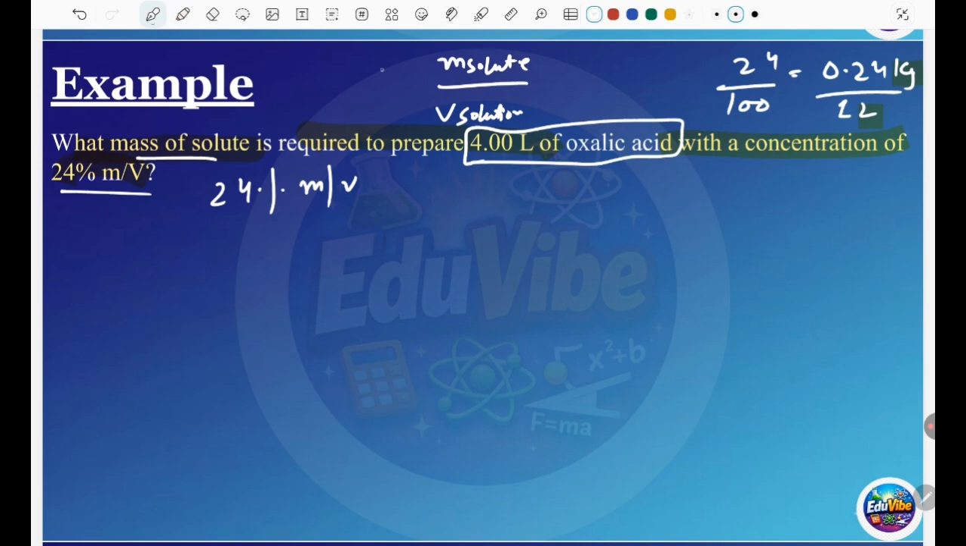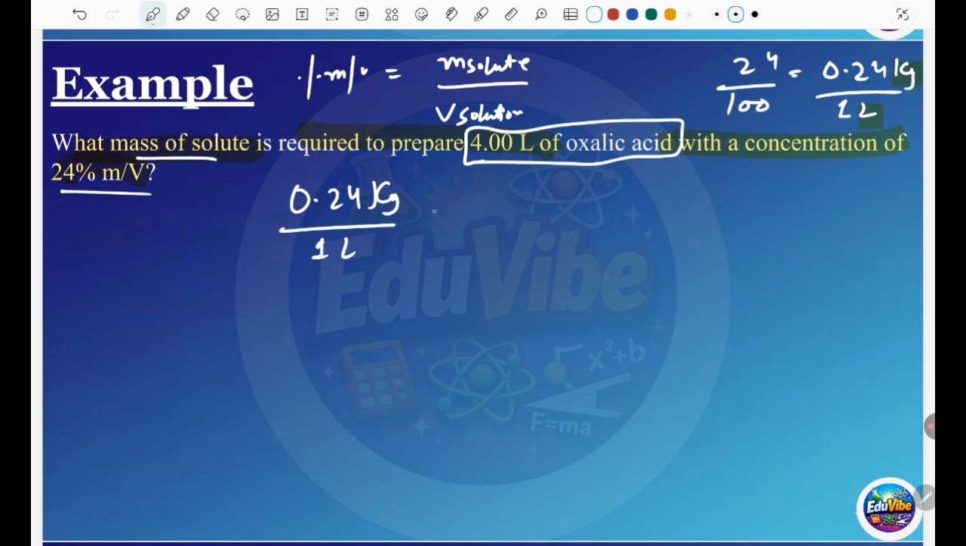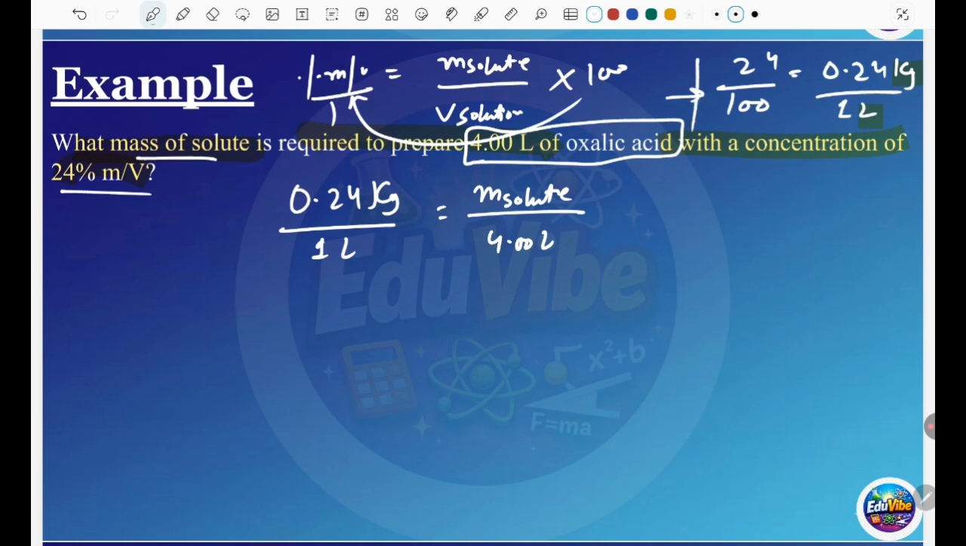So now your formula is this, and this is equal to the mass per volume. What I do is we have 0.24 kg per liter, which is the mass by volume, and that is equal to the mass of the solute, which we have to find, multiplied by 4.00 liters. And the multiply by 100 can go over there. If there is a multiply by 100, it goes to the other side and we divide by it, and we did this already. So that's the core thing, and we can do that relation separately.